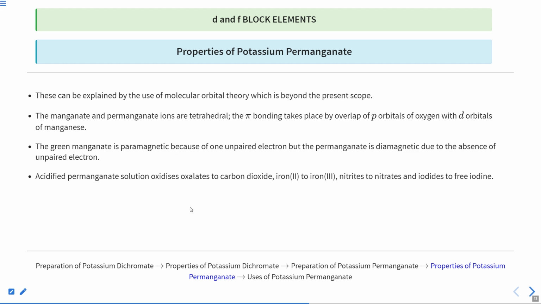So the green manganate is paramagnetic because of one unpaired electron, and the permanganate is diamagnetic due to the absence of an unpaired electron. So the green one, MnO4 2 minus, is paramagnetic because it has one unpaired electron, but MnO4 minus is diamagnetic because there is no unpaired electron. Now acidified permanganate solution oxidizes oxalate to carbon dioxide, iron 2 plus to iron 3 plus, nitrites to nitrates, and iodides to free iodine. So here also we have the oxidizing property of potassium permanganate, similar to that of potassium dichromate. Let us see those properties.